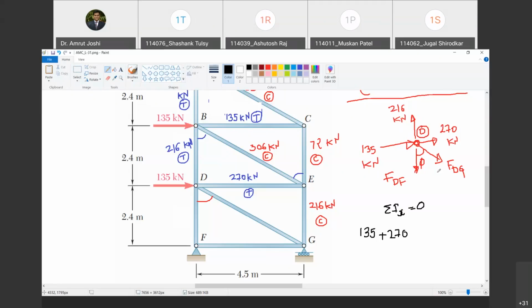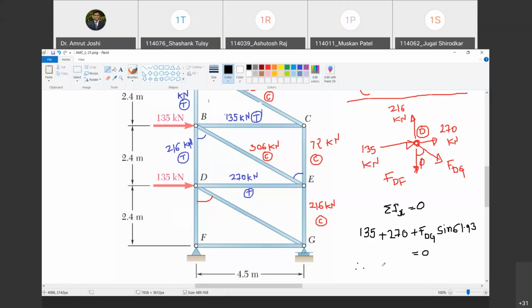Okay. Now, what about 216 kilonewton? No component. What about FDF? No component. What about FDG? FDG is going to have a component, plus FDG. Are you with me? Yes, sir. Plus FDG, what should I write? Sine 61.93. Happy? Yes, sir. This all has to be equal to 0.